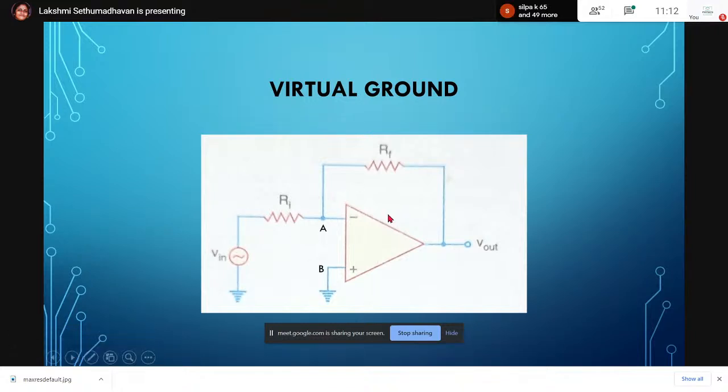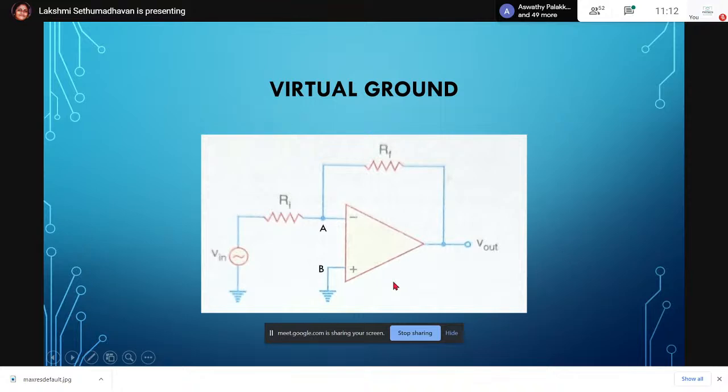So under that concept, we can interpret that point A has the same potential as that of point B. And that is why this can be called a virtual ground, because B is grounded. B is at zero potential. A is also at the same potential as B. So you can say A is also under a ground, but a virtual ground. So hope this concept is clear. This is very important in explaining the properties or functioning of the op-amp.